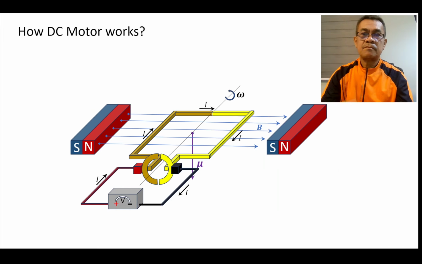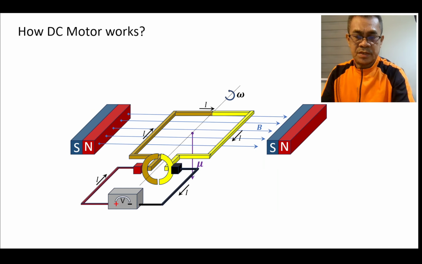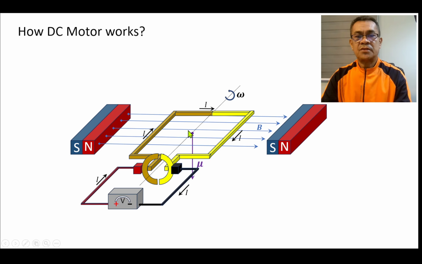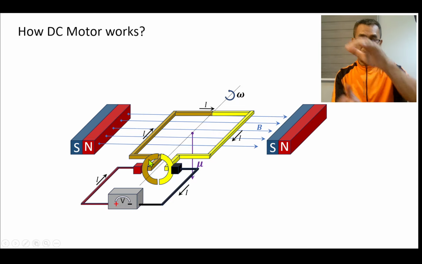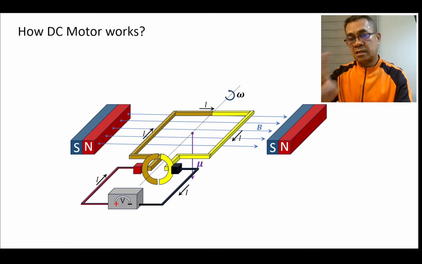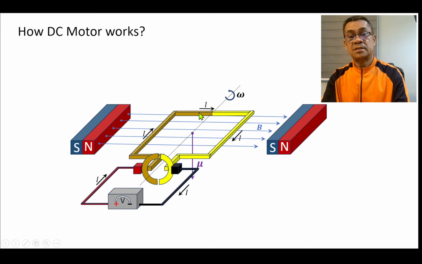Okay, look at this one: how a DC motor works. Consider only a single turn of conductor. Let this be the conductor, a single turn, or it can be multiple turns. Then this semicircle is the commutator. Take note, the commutator will rotate with the current flow. This is now considered the armature, and this is the axis of rotation, so it will rotate in that direction.